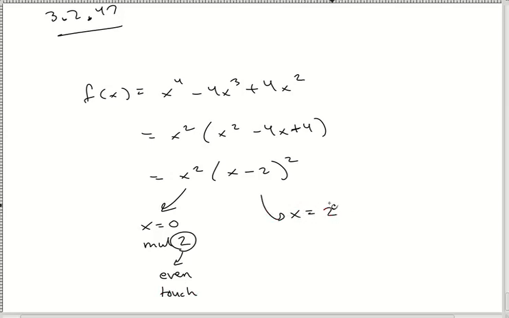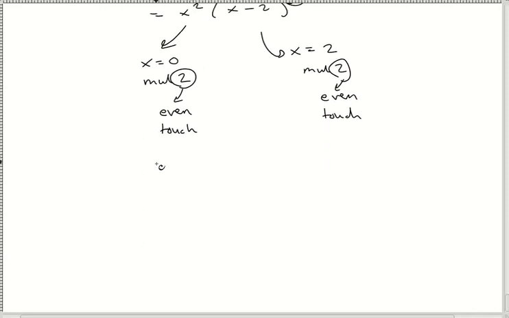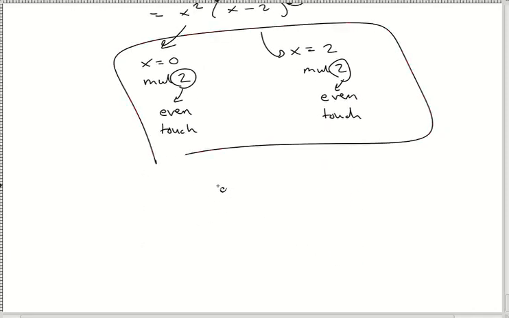Okay, x equals 2, obviously. Multiplicity of 2 this time. You can see right there, same thing. This number is even, and therefore, we're going to touch. So we're touching twice at those 2 different points. This is your answer, but I'm going to go a step further.